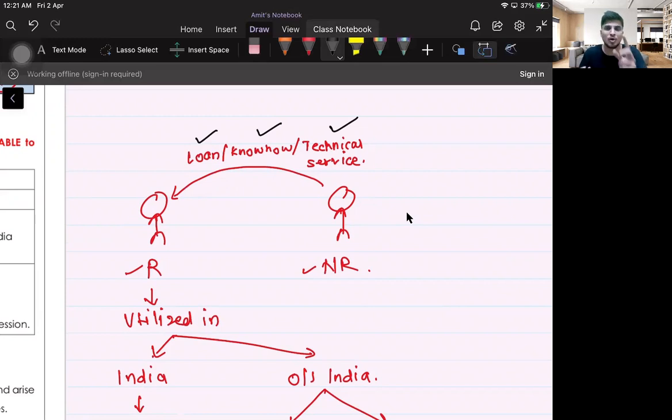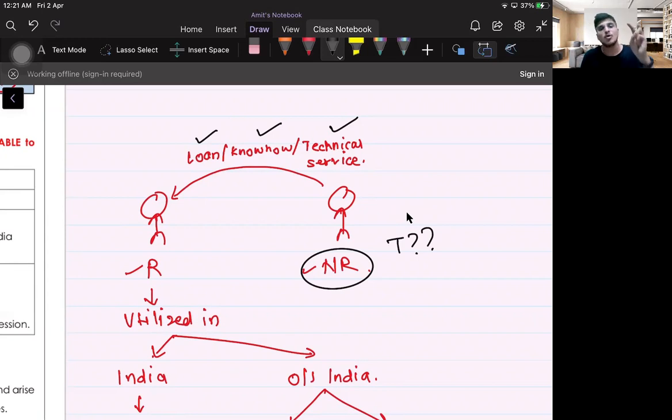What is that? Against the loan there will be interest, against know-how there will be royalty, and against technical service there will be fees for technical service. So can I say these three types of incomes will be taxable in the hands of the non-resident? Answer is yes. Whether that interest, royalty and FTS for this non-resident is taxable or not depends on the utilization done by the non-resident.